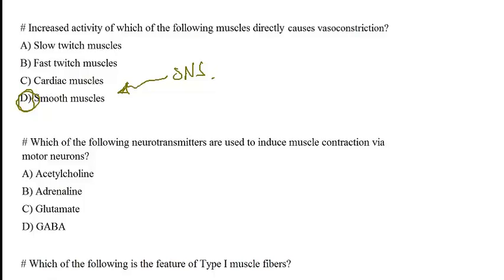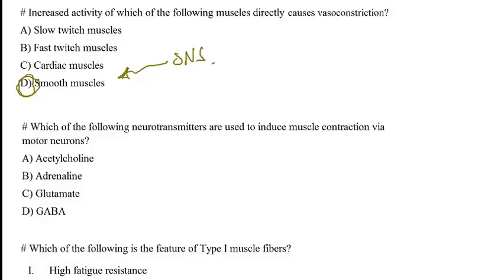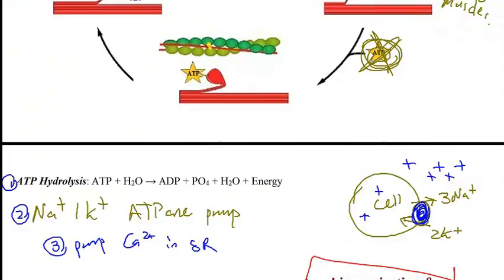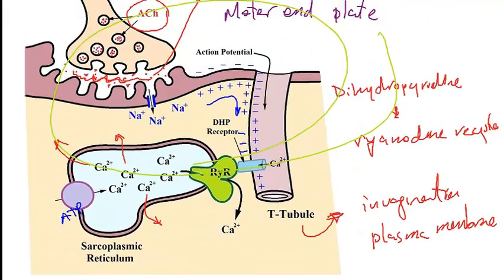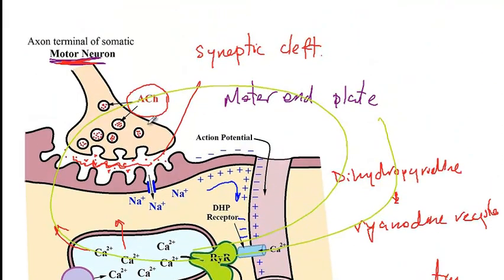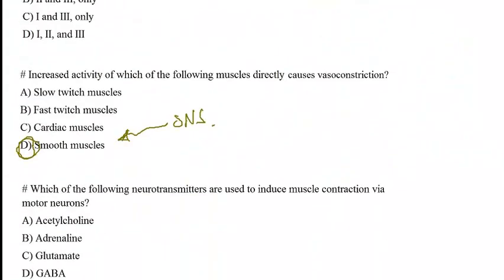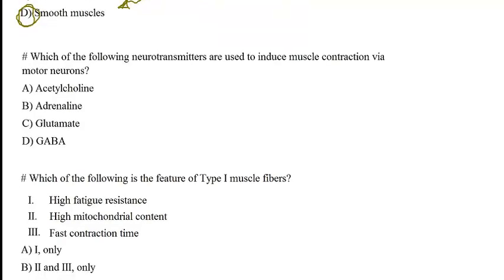Which of the following neurotransmitters are used to induce muscle contraction via motor neurons? And actually, here I have the answer for you. We just discussed how acetylcholine is used by motor neurons. So the answer is acetylcholine. And let me ask you one other question. What other autonomic nerves rely on acetylcholine as their neurotransmitters?